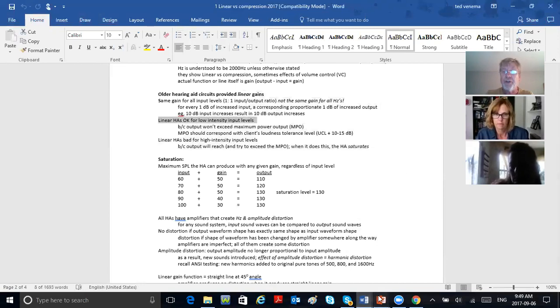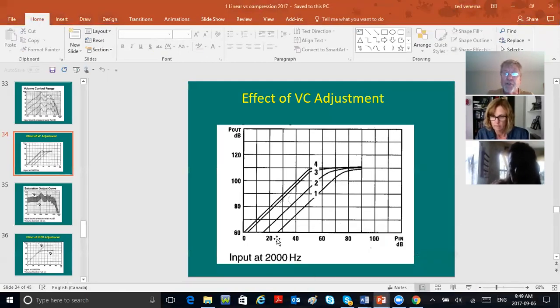Let's look at the picture again. Great for soft input levels, because the gain can remain whatever it can be. There's no limiting happening here. There's no squeezing of the sound. There's no distortion, because here's where distortion will happen. Where the hearing aid will start to sound kind of bad. It won't sound very good.